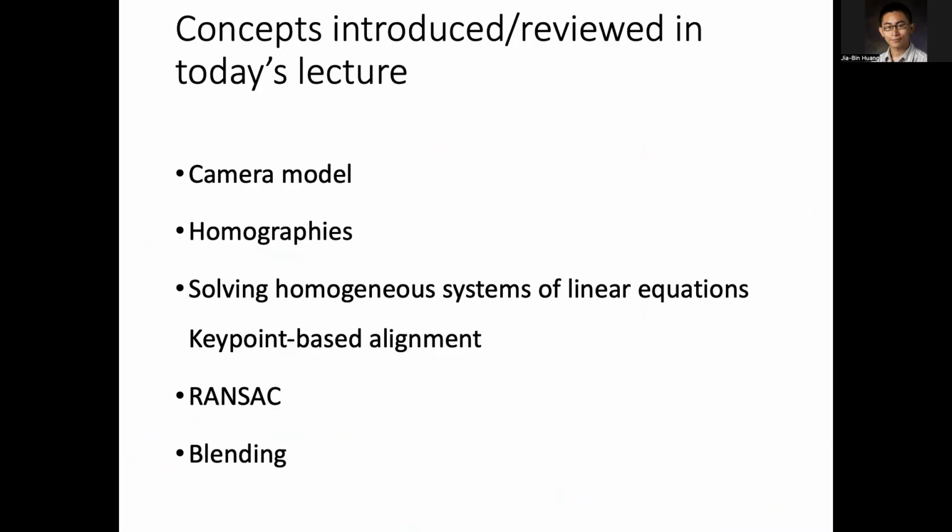In order to do image stitching, we will need all these tools. We need camera models and the homography relationship, the transformation between planar points, and how we solve homography by solving linear equations, how you do the key point alignment, and how you do RANSAC. And then once all those things line up, how you do the blending. Blending is something from module 1. So this topic includes all these components.